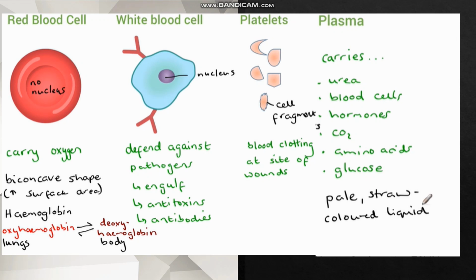The oxygen also sticks to a molecule called hemoglobin, which is just a red pigment that gives the red color to the blood. So when this pigment combines with oxygen, it forms a compound called oxyhemoglobin. White blood cells however, do have a nucleus, and platelets are just cell fragments. And blood plasma is also a liquid that has a pale color.